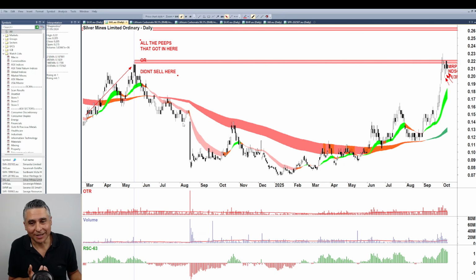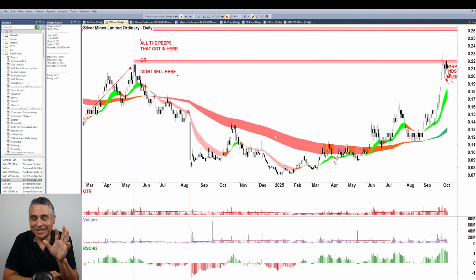When it gets to here, they're not worried about profits. What are they worried about? They just want one thing. Please, God, if you just let silver mines go back up to 22 cents where I got in, I promise I'll get out and I'll never trade silver mines again. Please, God, just let me break even.